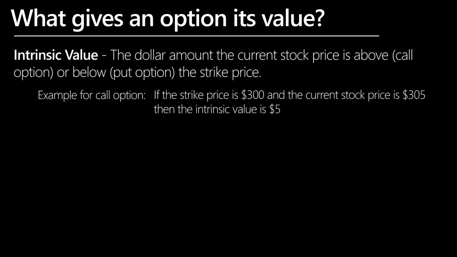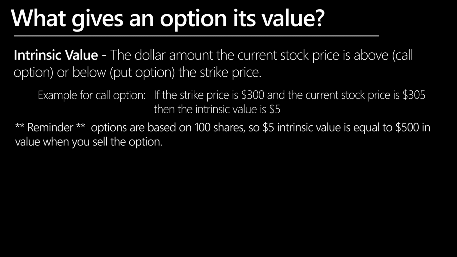In the case of call options, intrinsic value is the dollar amount the current stock price is above the option strike price. In the case of put options, intrinsic value is the dollar amount the current stock price is below the option strike price. For example, if your strike price on a call option is $300 and the current stock price is $305, the intrinsic value is $5. Now remember that options are based on 100 shares, so $5 in intrinsic value equals $500 in value when you go to sell the option.